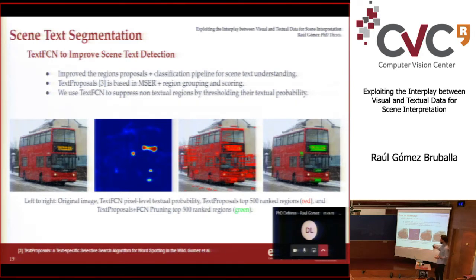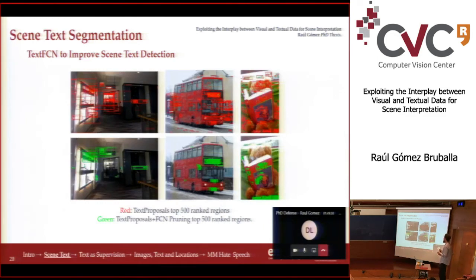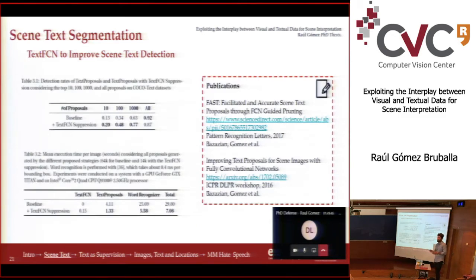So what we propose here is to use the text probability map provided by the text FCN to suppress all these regions that were outside textual areas. And the result of that is that we end up with many fewer regions that have to be evaluated by the word recognizer. So this method results in better results when we analyze with the word recognizer a limited number of proposals, and also in an efficiency boost of the whole algorithm when we analyze all the proposals, because we have to run the word recognizer for fewer of them.